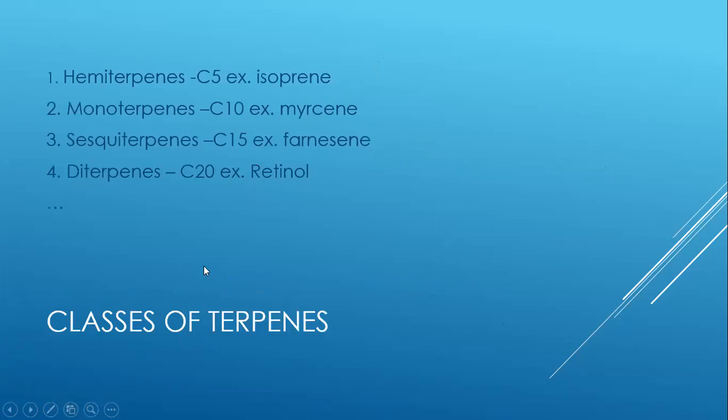Okay, so these are the classification or classes of terpenes. Pag sinabing hemiterpenes, 5 carbon. So, example, syempre yung isoprene. Pag monoterpenes, 10 carbons, you have the myrcene. We're going to see the structure later. And then pag 15 carbons, you have the sesquiterpene. Sesqui means 1.5. So you have the farnesene. And then retinol. Retinol is your vitamin A. So vitamin A contains 20 carbons and it's known as the diterpene, etc.